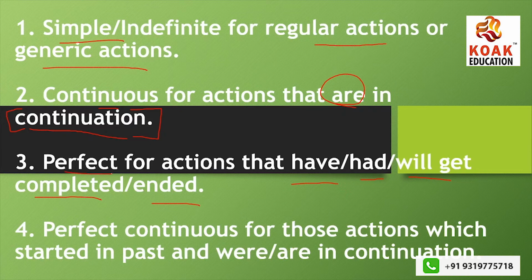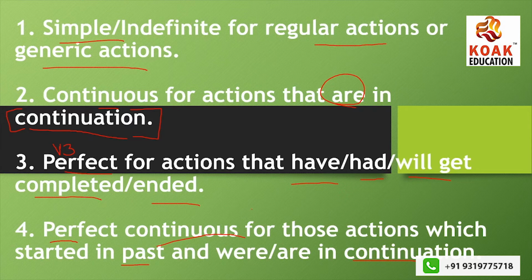I told you, perfect tense is always taking third form of verb, and it takes notice of the actions that are completed, or that are getting completed, or that have already been completed in past, or in future at some time they will get finished or they will end. That is what perfect tenses are for. Now, next one is perfect continuous, for those actions which started in past and were or are in continuation.